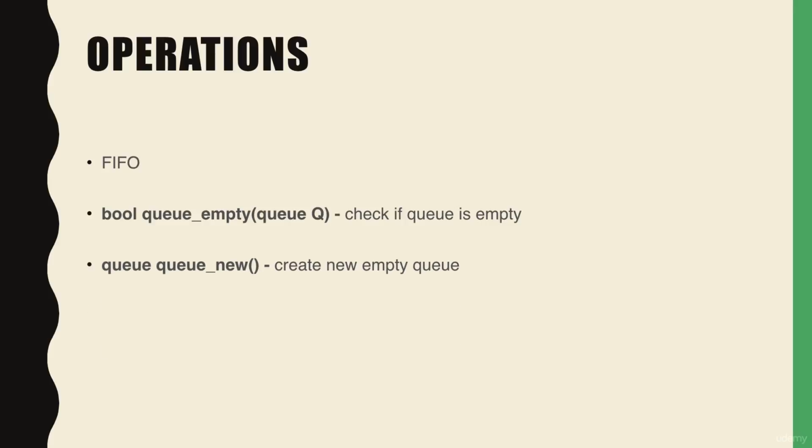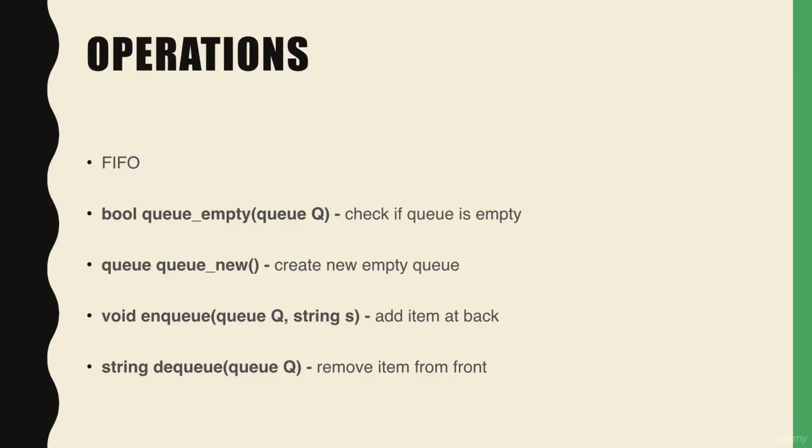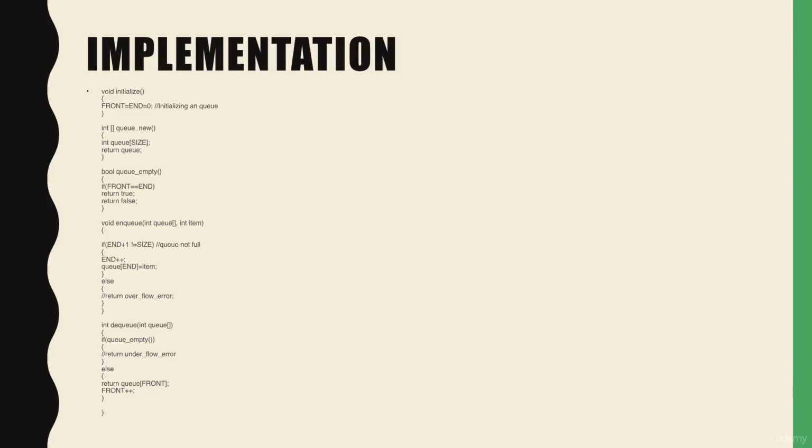These are the operations. Bool queue empty, check if queue is empty. Queue new, create new empty queue. Void enqueue, add item at the last. String dequeue, remove item from the first.